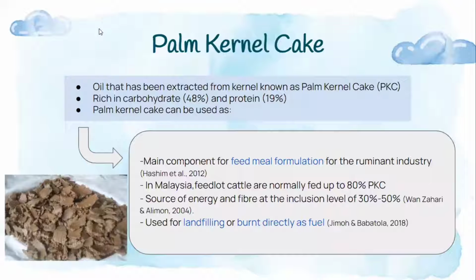What is palm kernel cake? Palm kernel cake is what remains after oil has been extracted from the kernel. It is rich in carbohydrate and protein. It is used as a main component for feed meal combination. It is used for land filling or burned directly as fuel. So it is important for land filling.